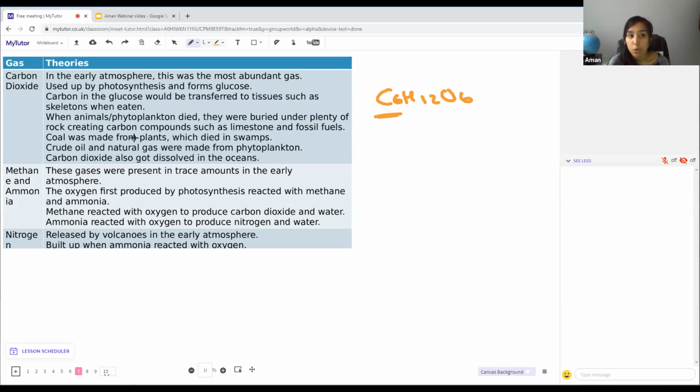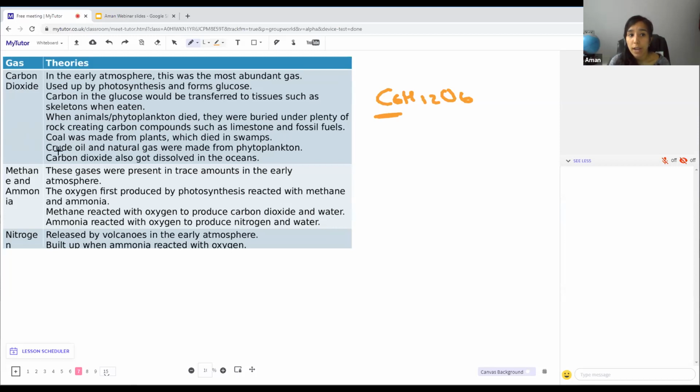Specifically, the three fossil fuels, coal, crude oil, and natural gas, were produced. So coal was made from plants. Any plants that had taken in carbon compounds, when they died, they would die in swamps and get buried under lots of rock in those swamps. That would put them under a lot of pressure. They would be without any oxygen when they died, and that allowed coal to form.